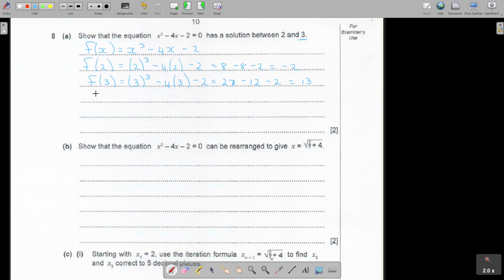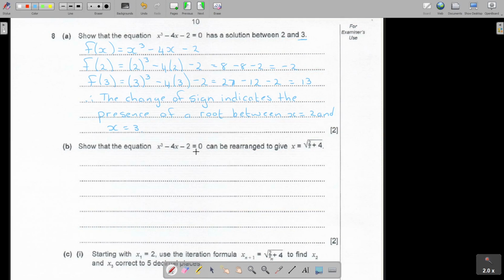So just end by saying, therefore, the change of sign indicates the presence of a root or a solution between x is 2 and x equals 3. Okay, now we go on.